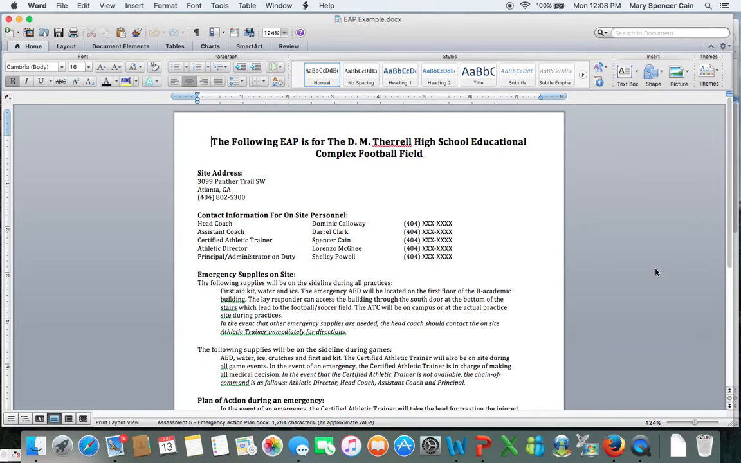But along with every sport having one, they also have to have one for every single site that they will be at. So for example, your football team may practice at one field that may be on campus, and then they might play at another field for their games at an outside field. So for example, Georgia State football, they have a practice facility in Panthersville, but then for their games they play in the Georgia Dome. So they have to have EAPs for both sites. The example that I'm giving you is one that I wrote for a high school that I worked at.